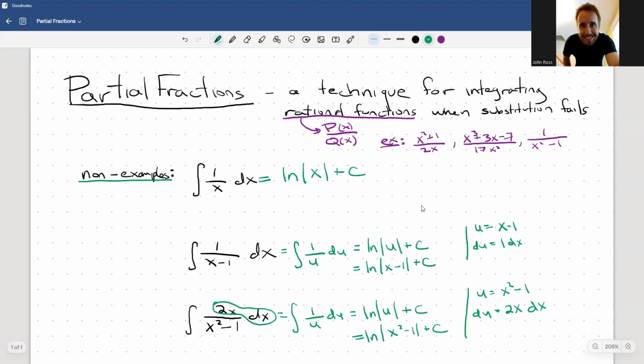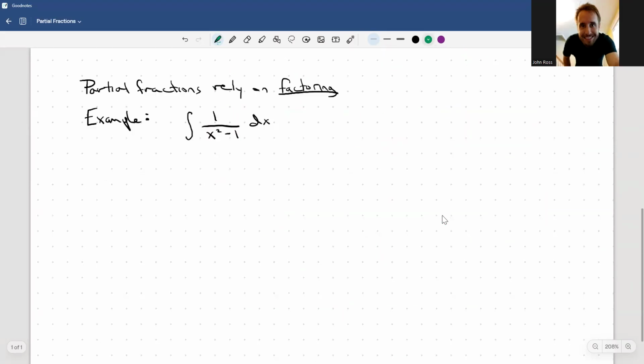Okay, so these three examples were all examples that we could approach using our classic methods, either by recognizing the antiderivative of 1 over x, or performing a u substitution. Now, partial fractions will be a technique we develop for integrating when substitution fails. So let's take a look at an example where substitution does not work and see what we can do.